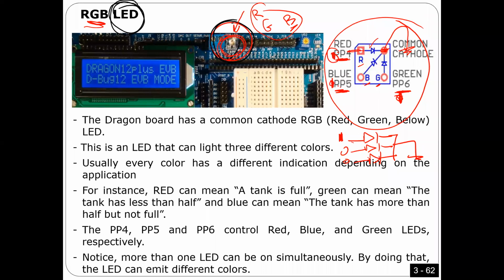Is that okay? This is different from the LED I explained before. The LED I explained before has only 1 pin, right? On this 1 pin, if you put 5 volt, it is on, 0 volt, off. That's what I explained before. This LED is different. This LED has 3 pins. They are connected to PP4, PP5, PP6. So if you put 5 volt here, the red is on or blue is on or green is on. This is how it is connected.